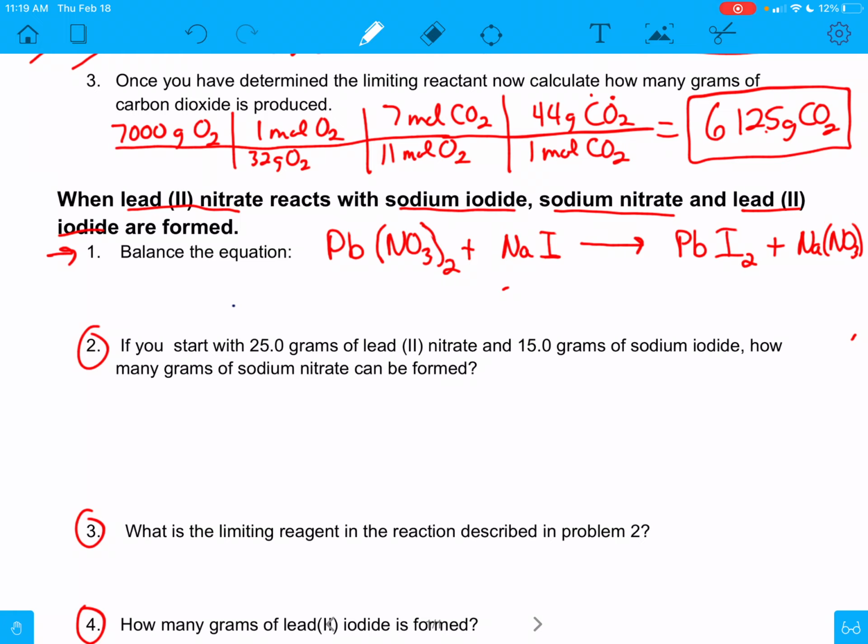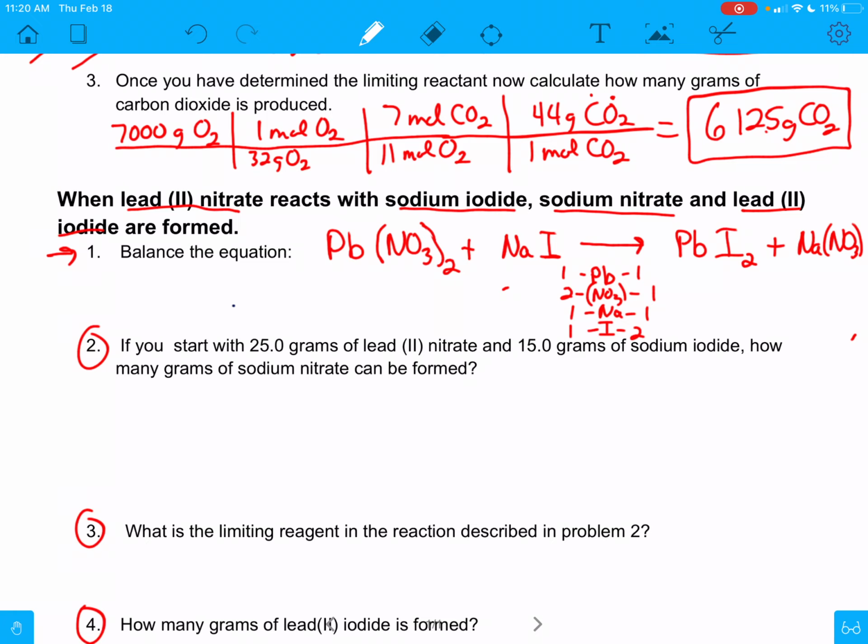Okay, so now we have to balance this. To balance this, we're going to have to take attendance, and that's going to be Pb. There's NO3, and I'm going to keep the NO3s together. There's Na, and then there's I. Well, let's see, there's 1 Pb, 1 Pb. There's 2 Nas, 1 Na. There's 1 I, and there's 2 I's.